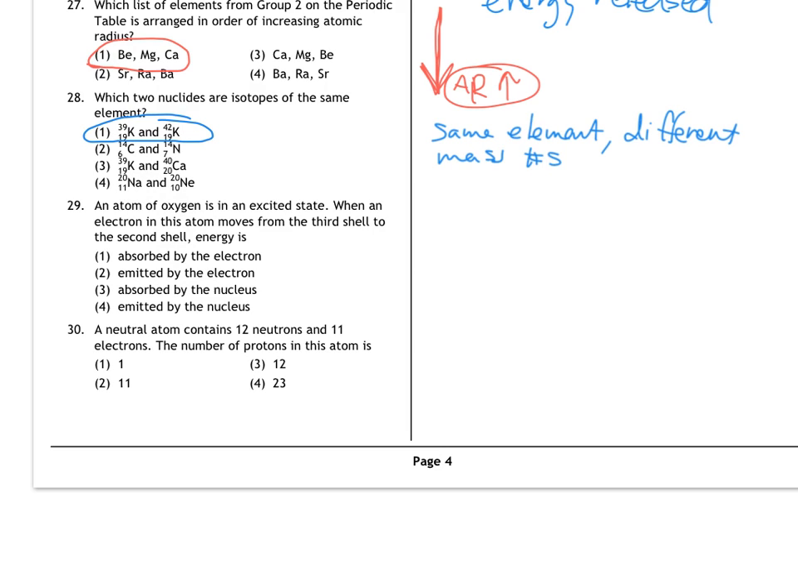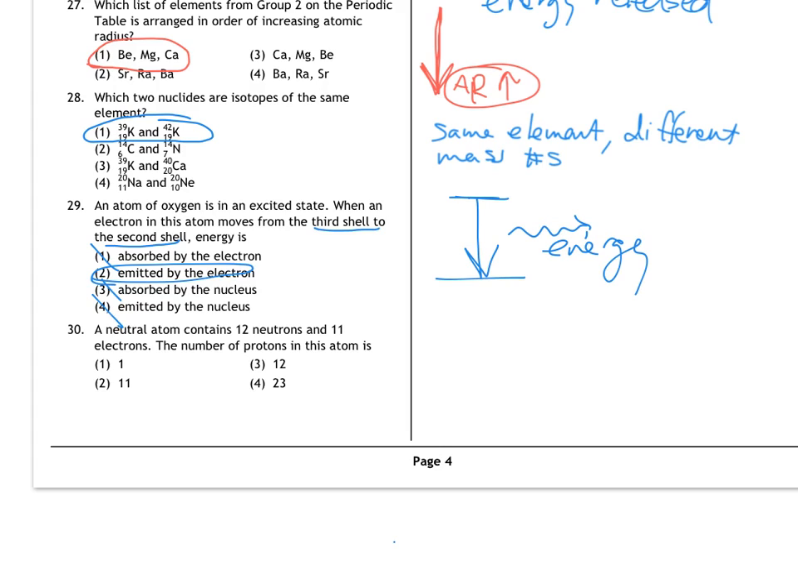29. An atom of oxygen is in an excited state. When an electron in this atom moves from the 3rd shell to the 2nd shell, so it's going from a higher orbit to a lower orbit, and as that electron moves down, it's going to release energy as it moves to a lower energy level. So it's going to be emitted. That's going to be the word that matches up with release. So it's not 1, it's not 3. And it's not emitted by the nucleus, it's emitted by the electron as it moves.